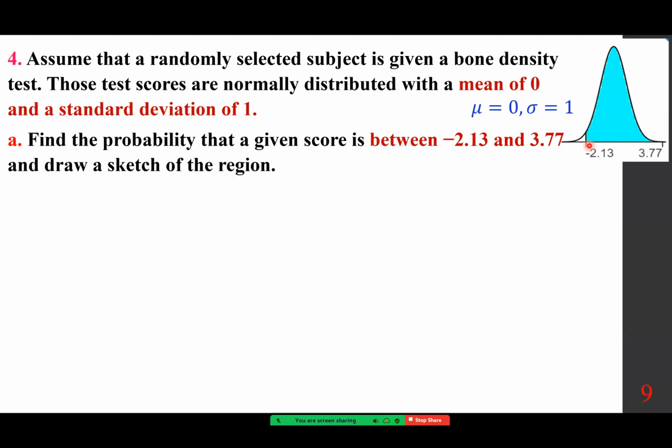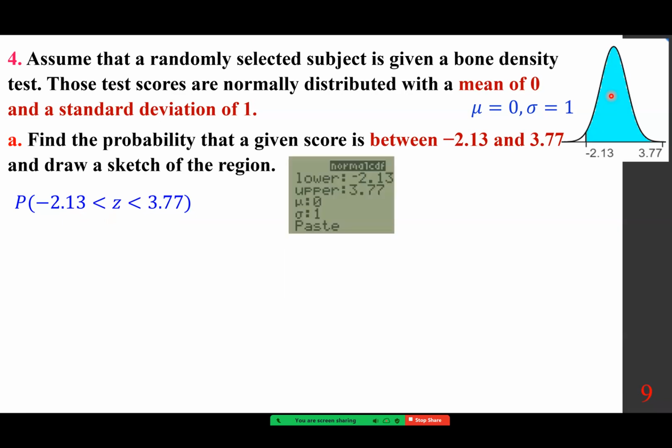So we're going to go from negative 2.13 to 3.77, and this is the region of interest. So this is what we want. And all you have to do is use technology or use a table to come up with the answer. Again, writing this is extremely important. Graphing this is extremely important. Now, you can use the technology.